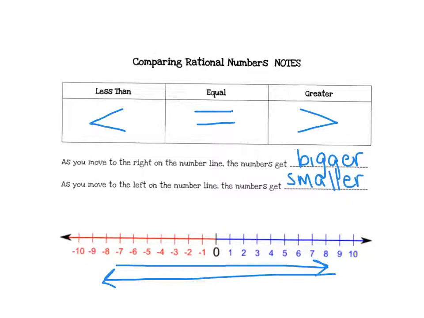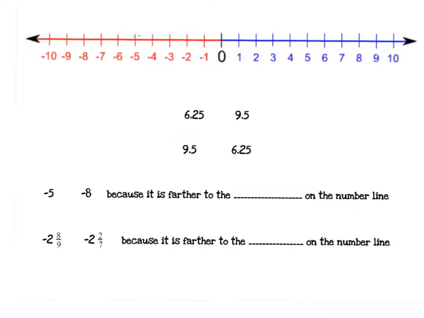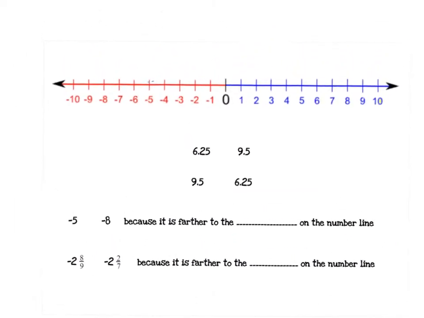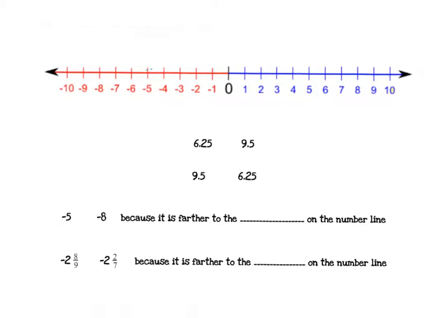So we're going to be using our number line to help us compare these rational numbers. Okay, let's just say if I wanted to compare 4 and 1. We know that 1 is less than 4 because it's further to the left on the number line. Okay, so if you take a look here, we're going to have some rational numbers. So we're going to throw in fractions and decimals as well.